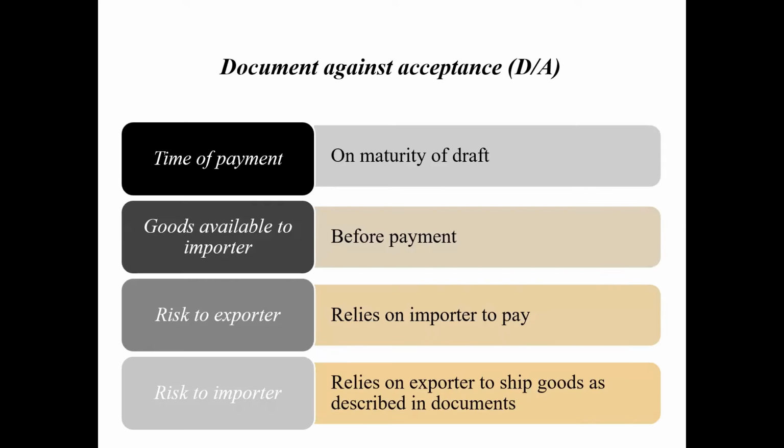So to summarize again, exporter receives the payment on maturity of draft. Importer receives the goods before payment. So exporter is at risk because he has to rely on the importer to make payment, wherein there is negligible risk for the importer.